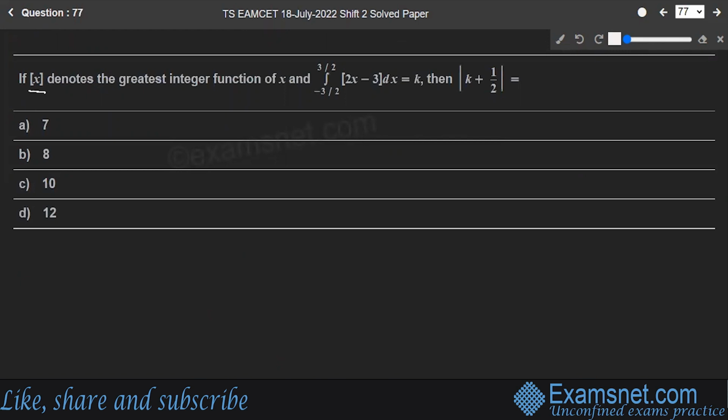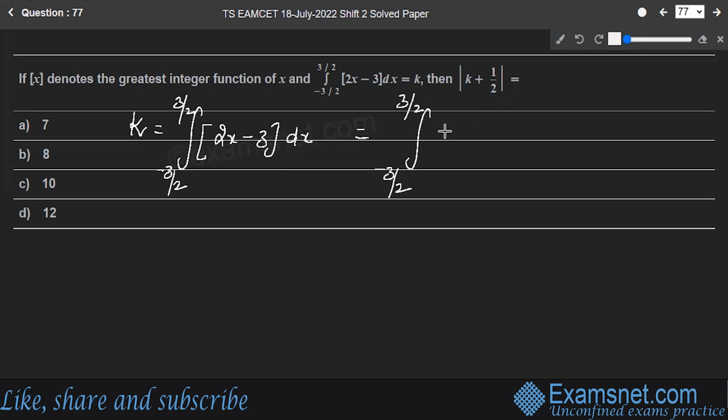So if [x] denotes the greatest integer function of x, and the integral from minus 3 by 2 to 3 by 2 of [2x] minus 3 dx is equal to k, then what is the modulus of k plus 1 by 2? You are given that k is equal to the integral from minus 3 by 2 to 3 by 2 of [2x] minus 3 dx.